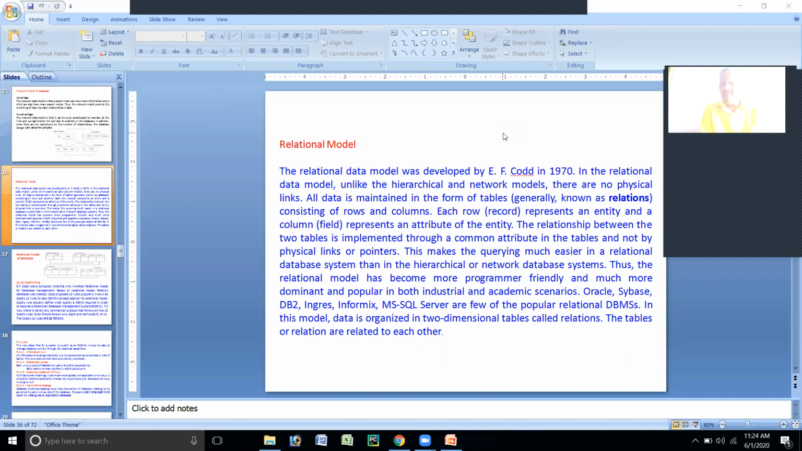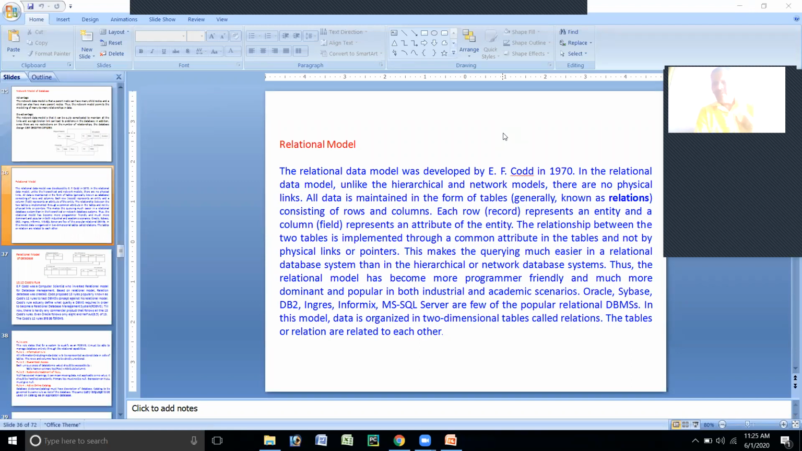Correct? We are defining this here: data is maintained in the form of tables. All the things related to tables you should remember. One thing, what is a field? A column name. Then what is a record? What is a tuple? Then what is an entity? What is a domain? All these things should be remembered when you come across the word table in a database.